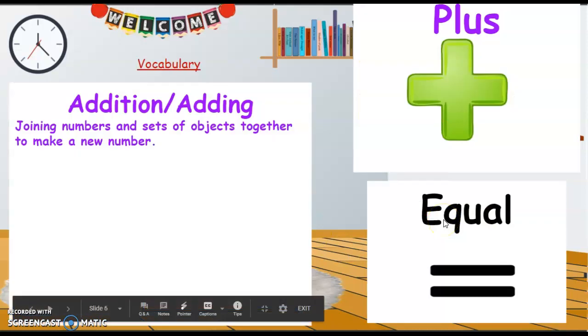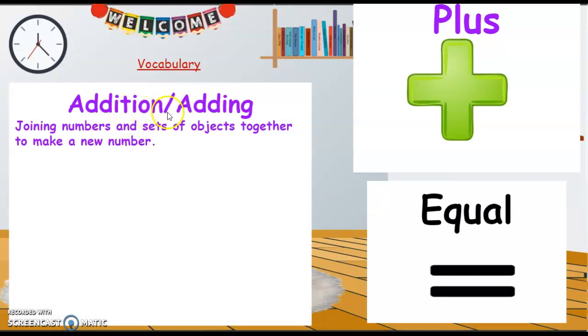Now, when we're joining objects or numbers together, that is called addition. For right now, most of the time you might hear adding, okay? And that means joining numbers and sets of objects together to make a new number.